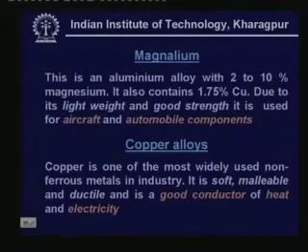Now we have another aluminium alloy which is called magnesium. This is an aluminium alloy with 2 to 10% magnesium, so this is a magnesium based aluminium. It also contains 1.75% copper. Due to its lightweight and good strength, it is used for aircraft and automobile components.